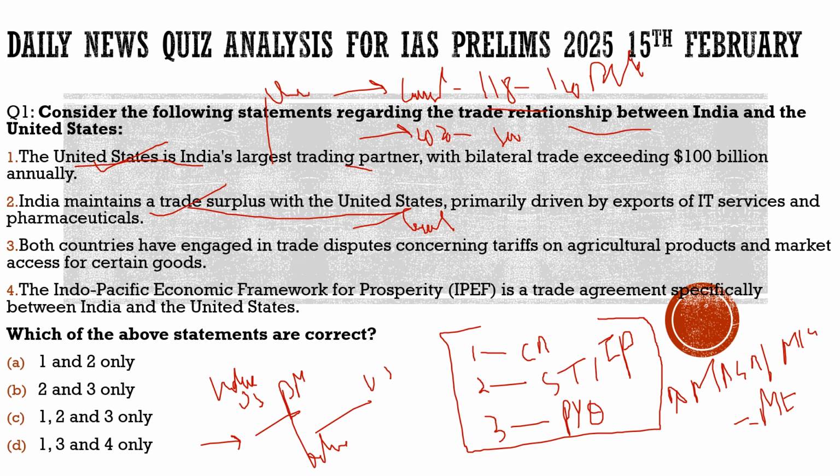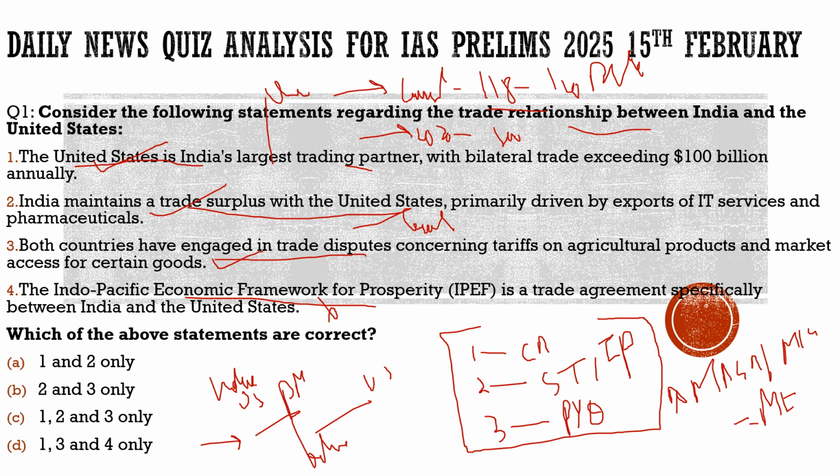Third statement: both countries have engaged in trade disputes concerning tariffs on agriculture products and market access for certain goods. 100% correct, because of the Trump government itself. Fourth statement: the Indo-Pacific Economic Framework for Prosperity is a trade agreement specially between India and United States. No, it is not specially between the two.